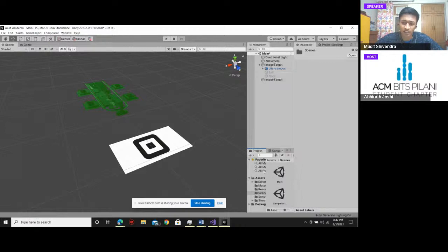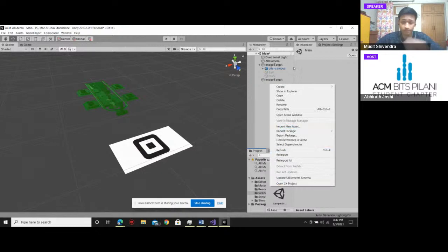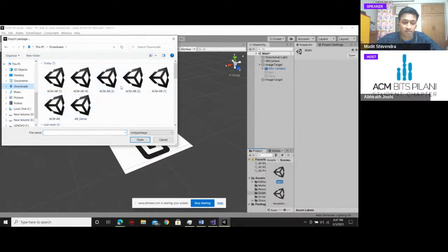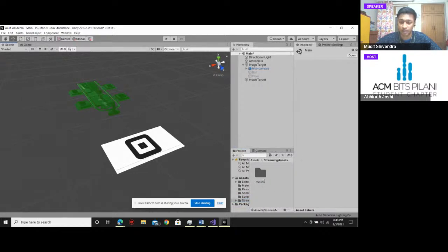So this is the Explorer, and on right clicking, you can see the import package button, the custom package, then go download whatever package you have. I used the AR3 package. So once you have imported your package, you will have something like this streaming assets folder, in which you will have Vuforia and a few other assets which you don't need to care about.